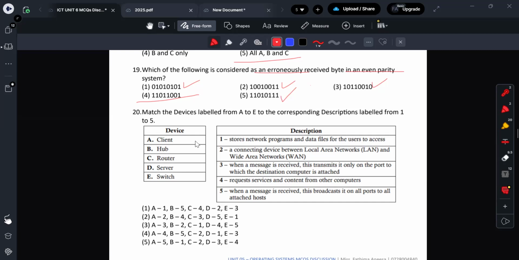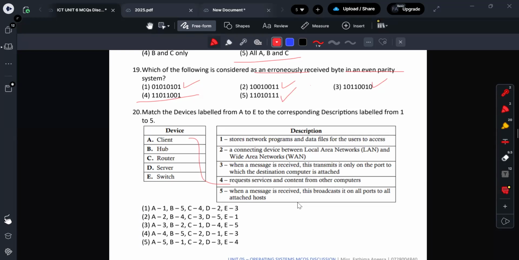So network devices. Client. What does a client do? The client server model, I thought. So what is a client? It is a computer or software that requests services and content from a central server. What did I say earlier? It requests services. That matches with 4.